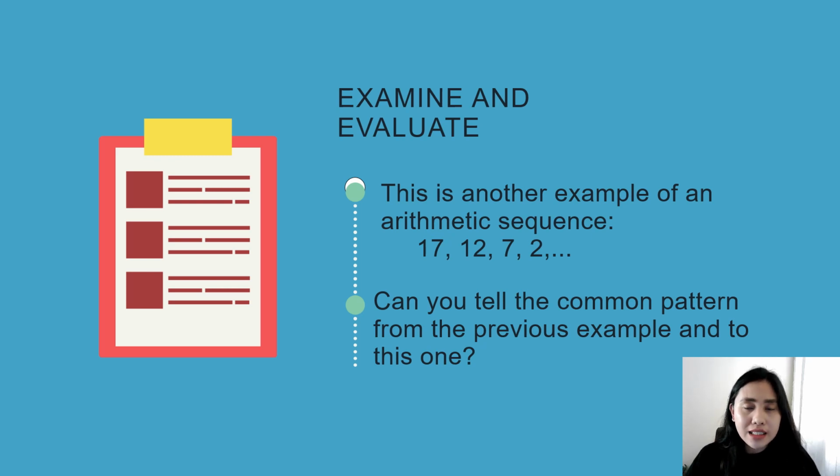Ngunit, maaari din natin yung sabihin na nadadagdagan ng negative 5. 17 plus negative 5 is also 12. 12 plus negative 5 is 7. 7 plus negative 5 is 2. So, anong pagkakaiba ng previous example dito? Kanina, ang nadadagdag ay positive number. Samantalang ngayon, ang nadadagdag ay negative number. Na siyang dahilan kung bakit ang mga numero ay pababa.